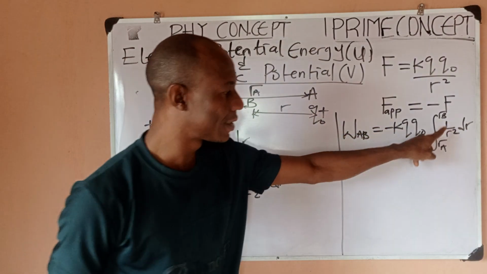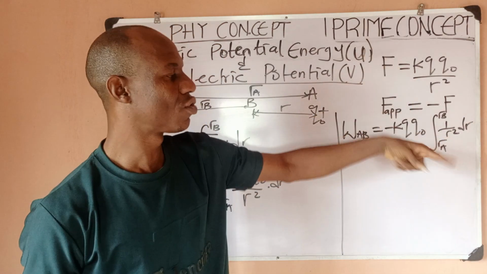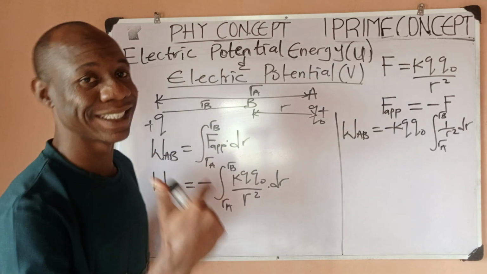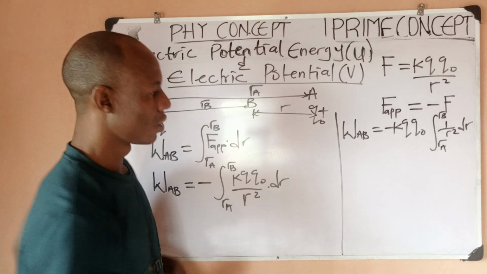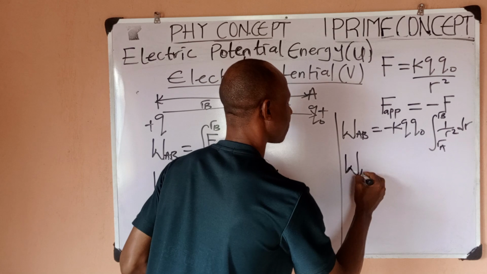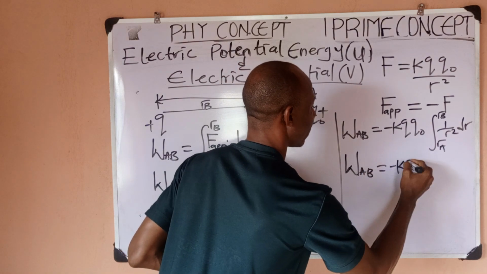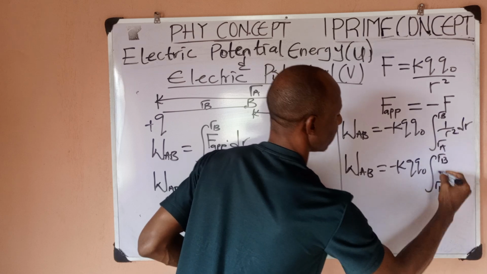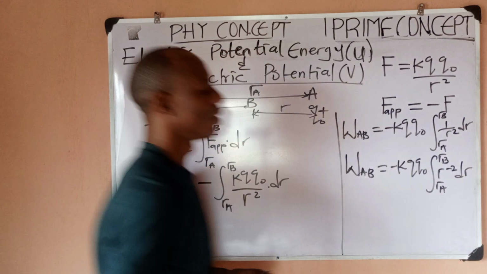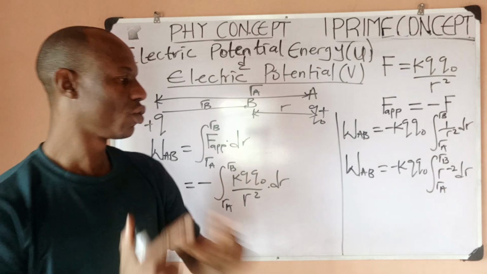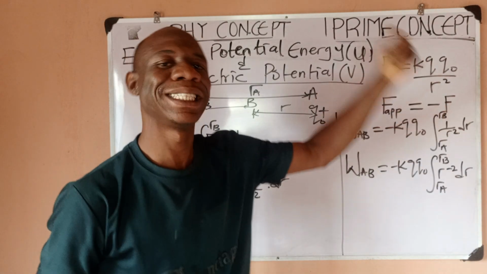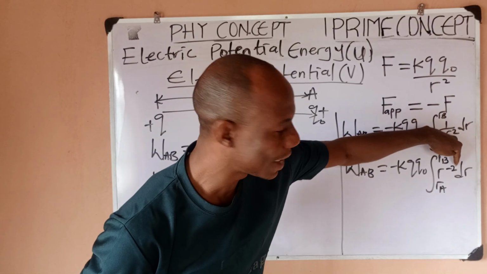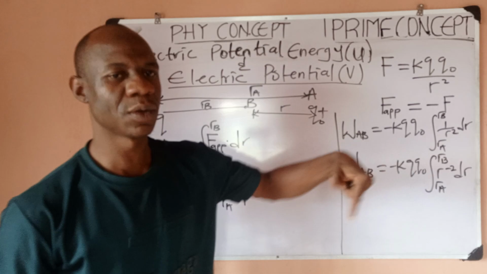Now, to integrate 1 over R squared, what you simply do is to write that in index form. You should know that 1 over R squared is the same thing as R raised to power minus 2. So if I do that, I would have minus KQQ naught integral from point A to point B, R raised to power minus 2 dR. So when you are integrating, what do you do? You add 1 to the power and divide by the new power. So if I add 1 to this power, I would eventually get minus 1. So I will divide also by that minus 1.